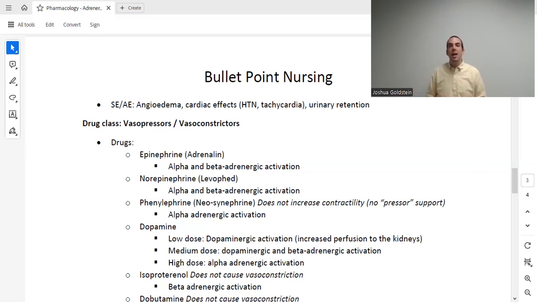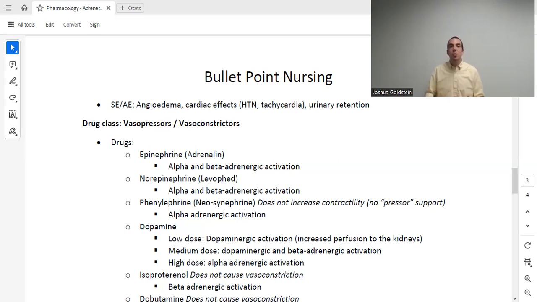But when we get to that really high dose, it becomes almost entirely an alpha-1 drug, so a very strong vasoconstrictor. Again, I would just know for the RN level, at a low dose, dopamine is just used to increase perfusion to the kidneys. At a medium dose, it's used the same as epi or norepi, to act as a vasoconstrictor, vasopressor. And at a high dose, it becomes a pure alpha adrenergic agonist.